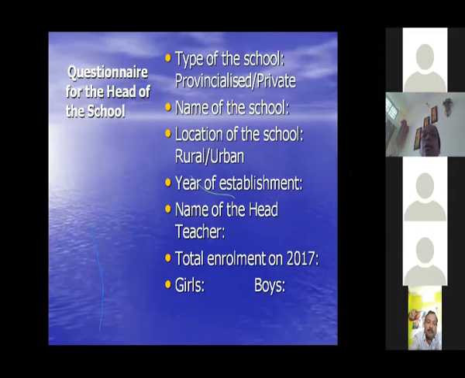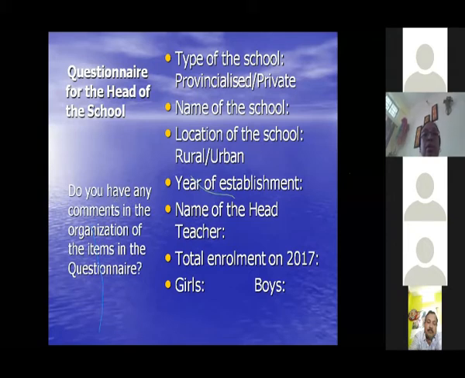So now observe the first two items of this slide. First is type of school, with options provincialized and private. And next is name of the school. Actually, we need to place the name of the school first, and then only we can ask whether the school is provincialized or private. So we need to organize the items in a questionnaire in a proper way.